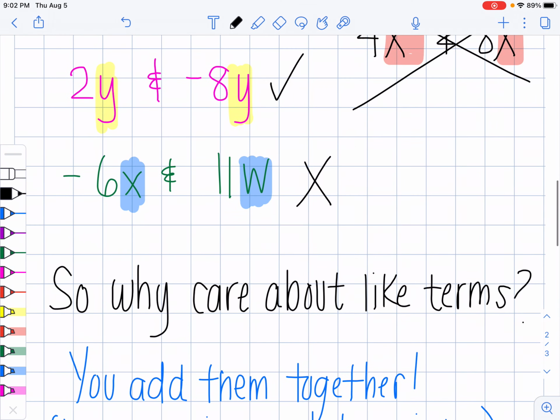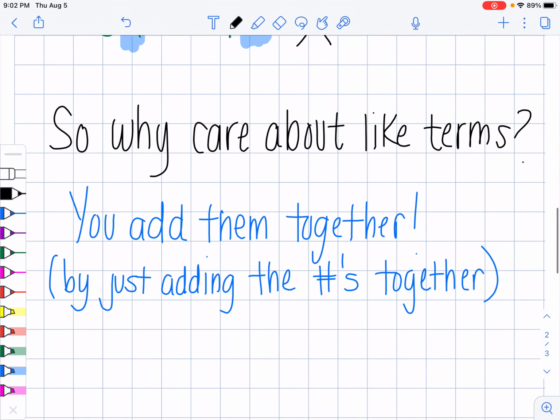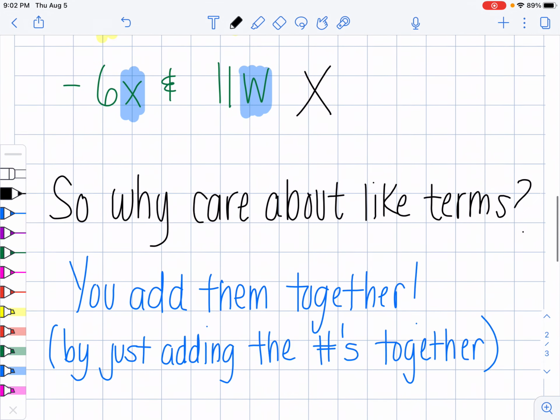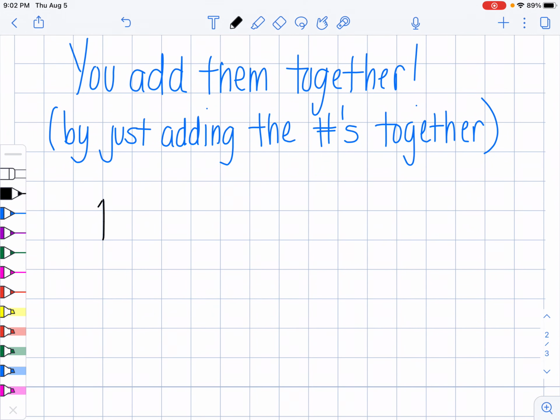So why do I care about like terms? I care about like terms because I can combine them together. I add them or subtract them together. So if I come back up to my examples up here, I have 4x and 10y. I'm sorry, 4x and 10x. Let's just say I'm adding them together. How much is 4x plus 10x? I'm going to add together the numbers out in front of my like terms. So what's 4 plus 10? 14.